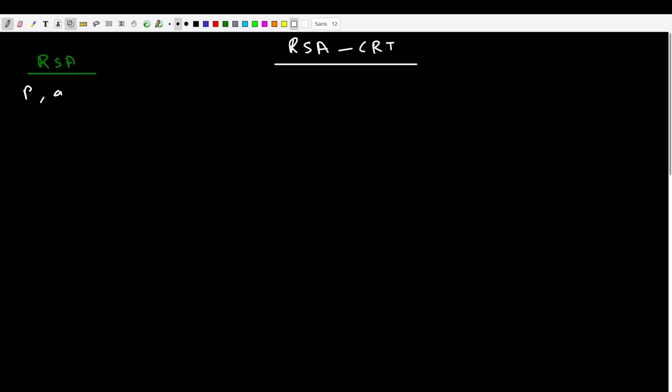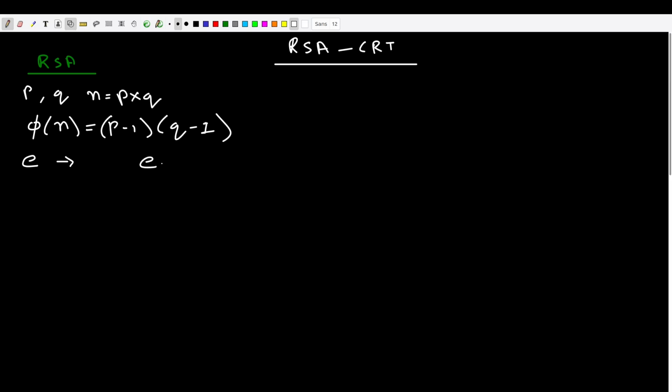numbers p and q. Then we compute something known as n, which is equal to p into q. This is the modulus. Then we compute something known as Euler's totient function, which is phi n, which is equal to p minus 1 into q minus 1. Then we assume an e, which is known as the public exponent, and this e should be an odd number, and it should be less than phi n and greater than 2. Okay.